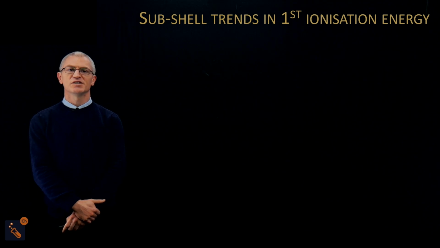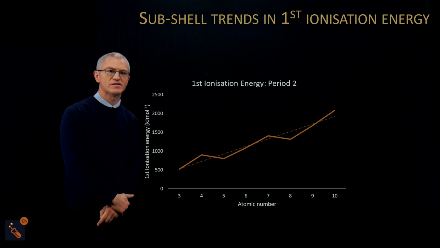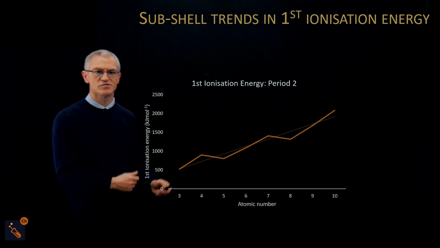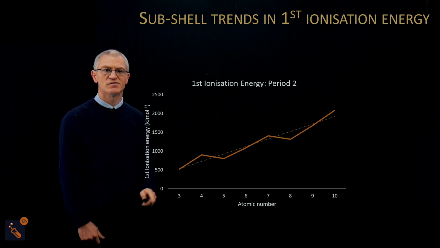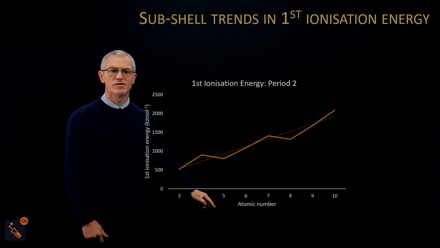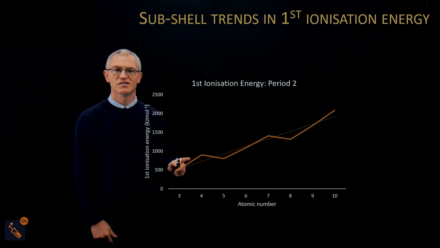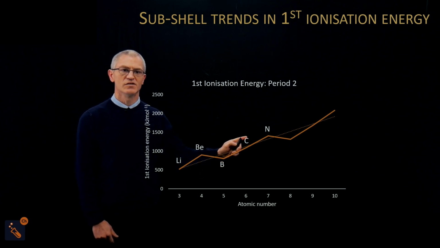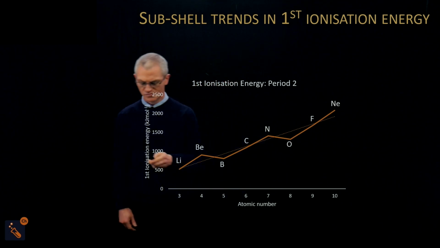Now we're going to talk about subshell trends in first ionisation energy, and we're going to talk about the examples in period 2. If you look here, we have the first ionisation energy on the left of the graph, and then we have the atomic number underneath. These atomic numbers tell you what elements they are. So we have lithium, beryllium, boron, carbon, nitrogen, oxygen, fluorine, and neon.